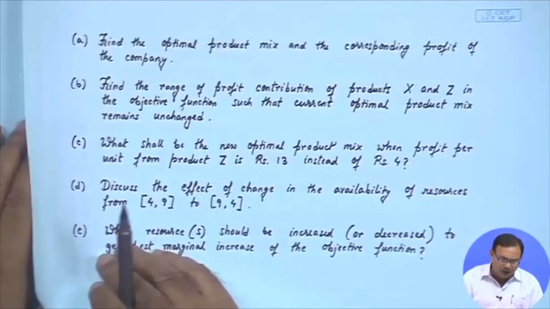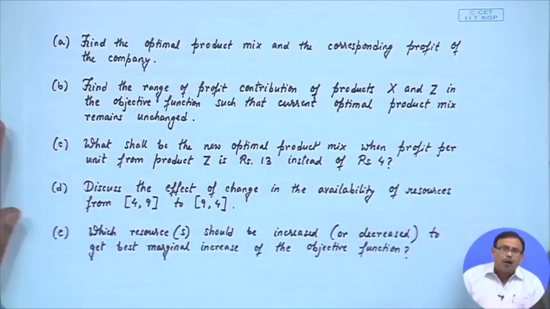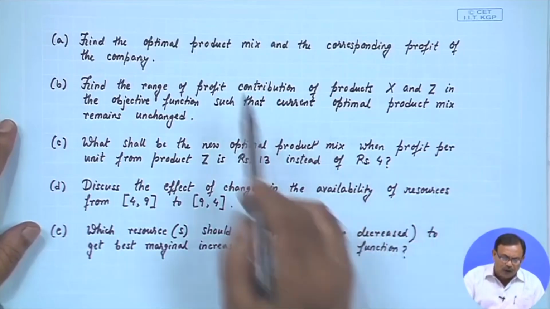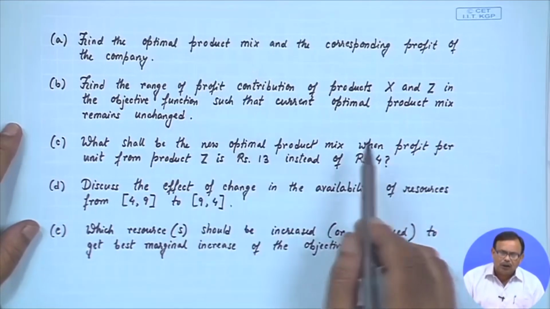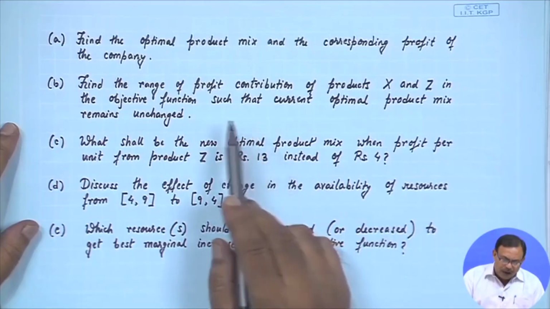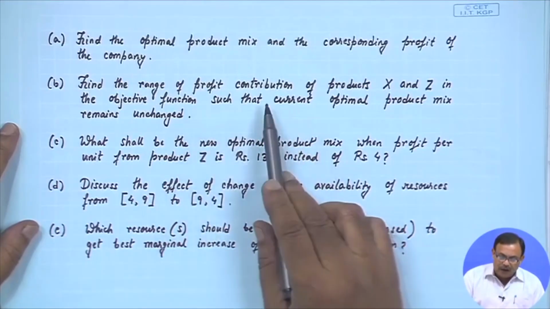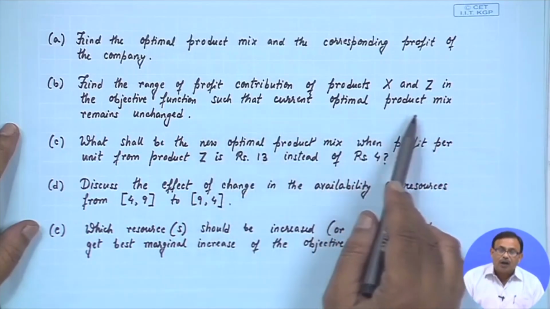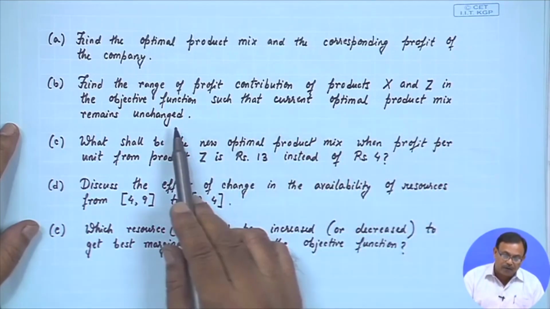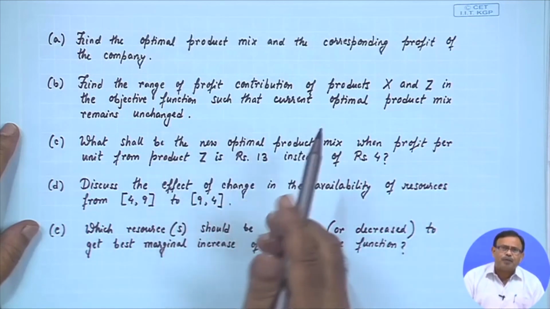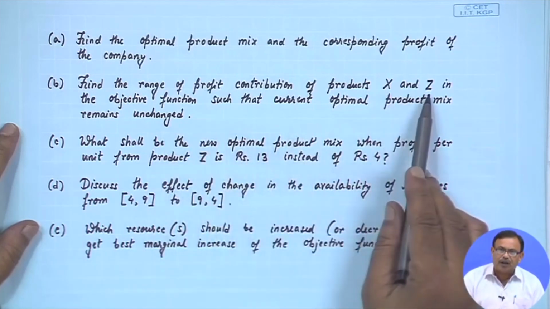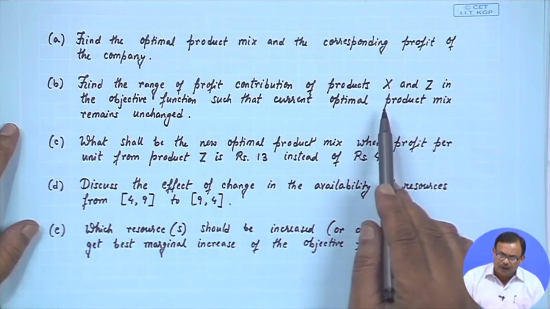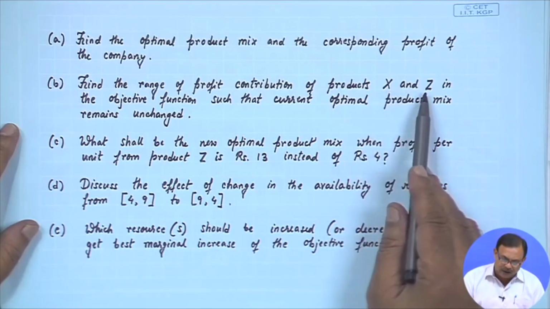What I want to find out? We will solve 5 different problems for this. First one, we will find out the optimal solution of the LPP. Next, we will see the range of profit contribution of x and z in the objective function such that the current optimal product mix remains unchanged. That is, how much variation I can make in x and z, so that the current solution will remain the solution even if I have made changes in x and z.